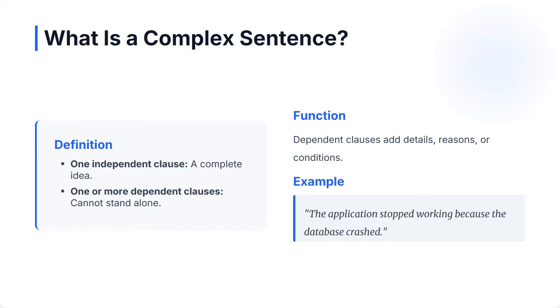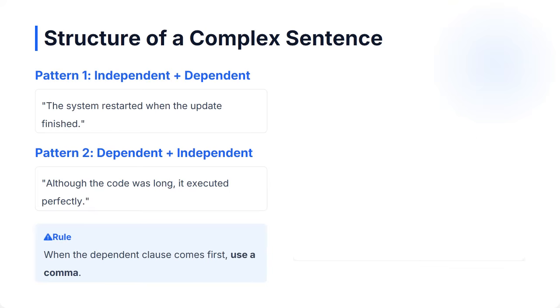For example, the application stopped working because the database crashed. The application stopped working is the independent clause, which has a complete meaning if we put it alone. However, because the database crashed is a dependent clause which depends on the first part to have a meaning. That is to say, the expression because the database crashed doesn't have a meaning alone. It needs an independent clause in order to formulate a complex sentence and have a meaning.